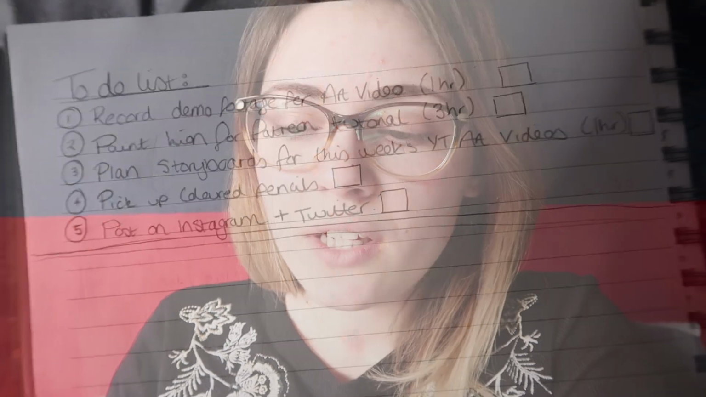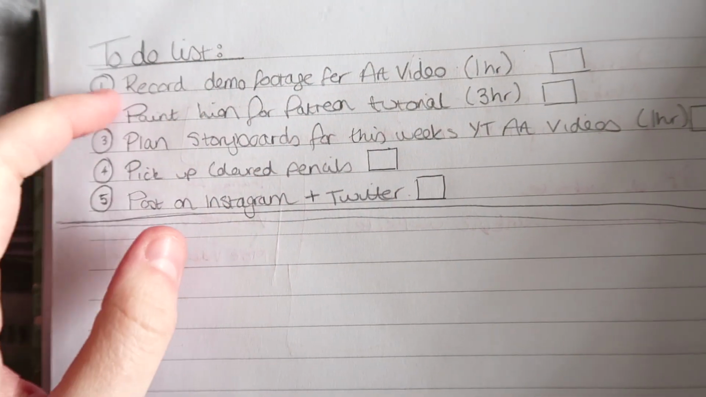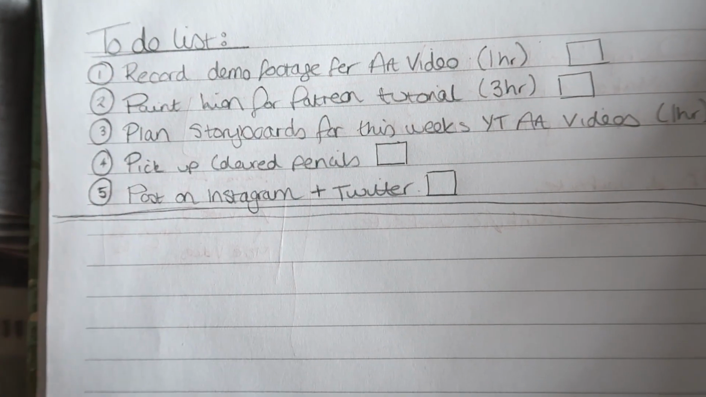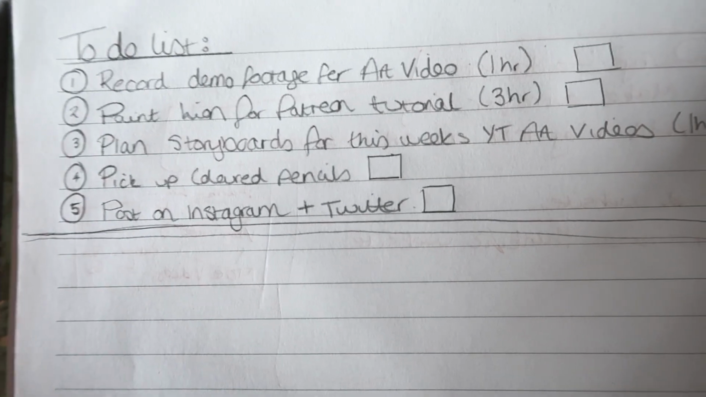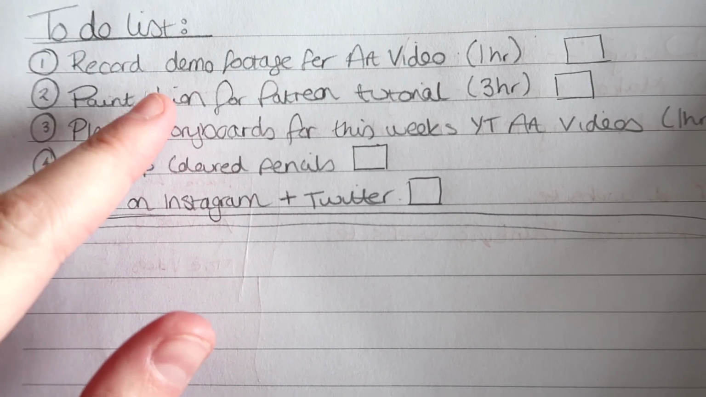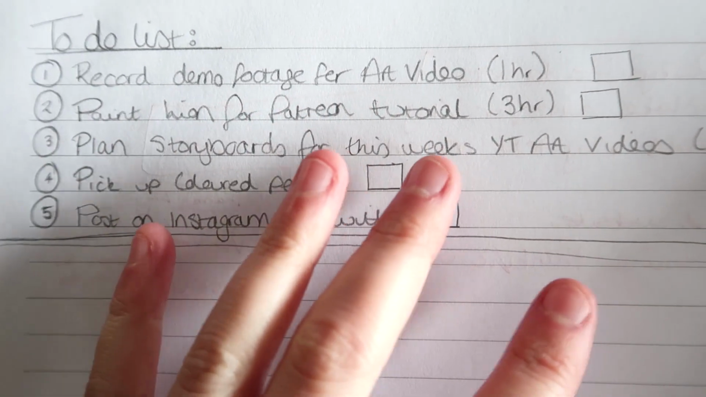This morning I started by creating a to-do list of all the things I want to get done today. The first thing I want to get done is paint the lion for the Patreon tutorial series. You may have seen a few days back I actually did the sketch for it, and so today I want to record the whole painting for my patrons, so that will be voiceover as I'm drawing it.